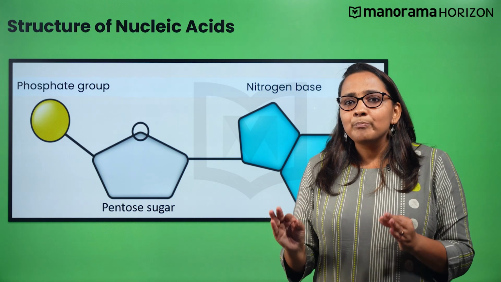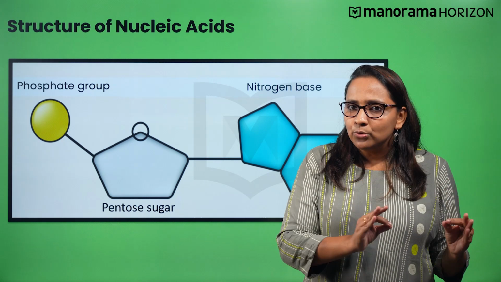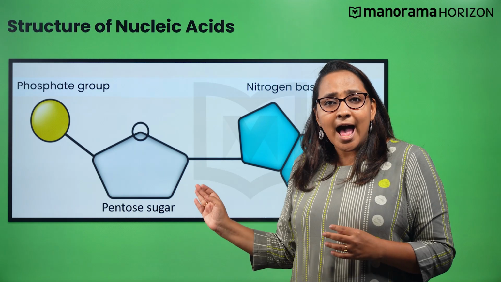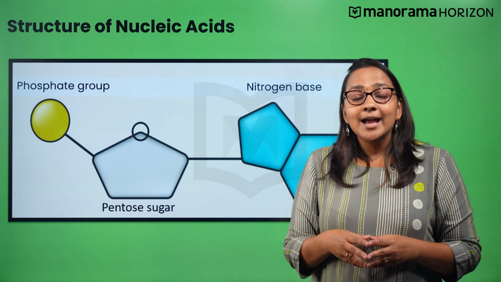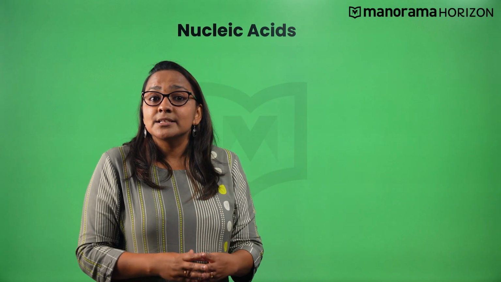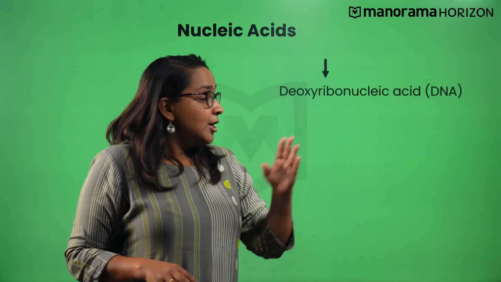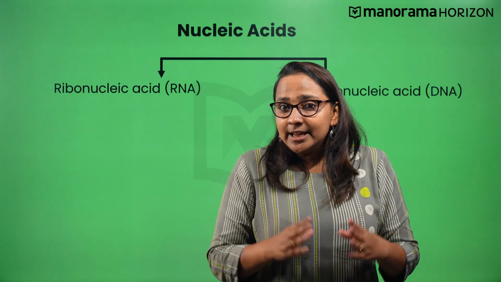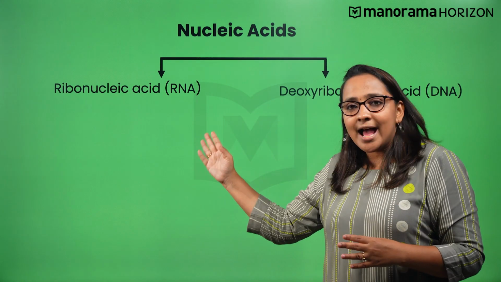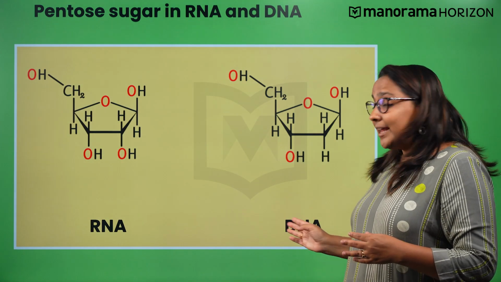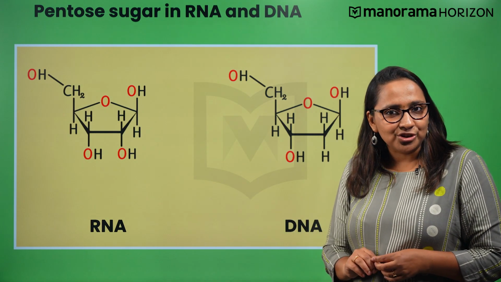The basic components of nucleic acids include a pentose sugar, a phosphate group, and a nitrogen base. Depending upon the types of pentose sugar, nucleic acids are broadly classified into deoxyribonucleic acid, that is DNA, and ribonucleic acid, that is RNA. Let us see how DNA and RNA differ in their structures.